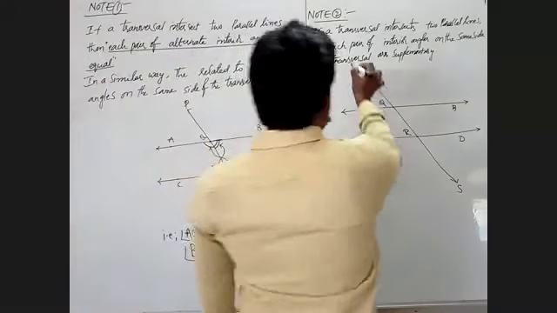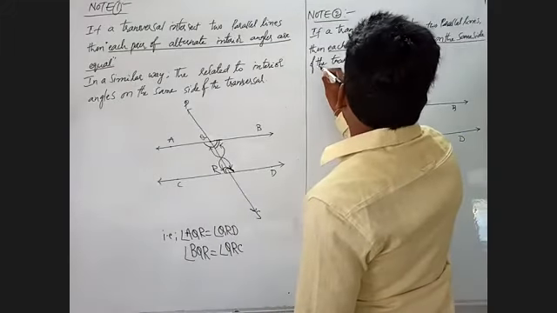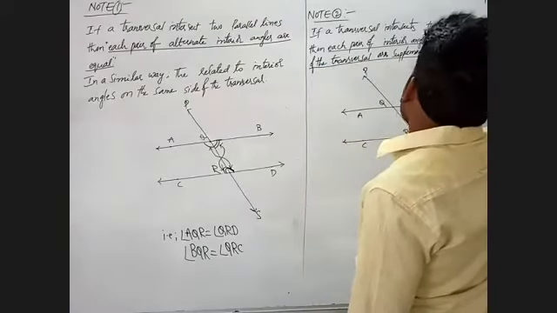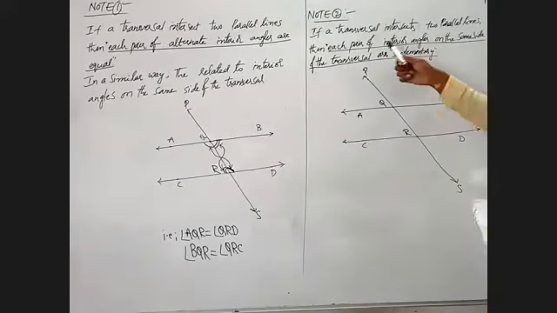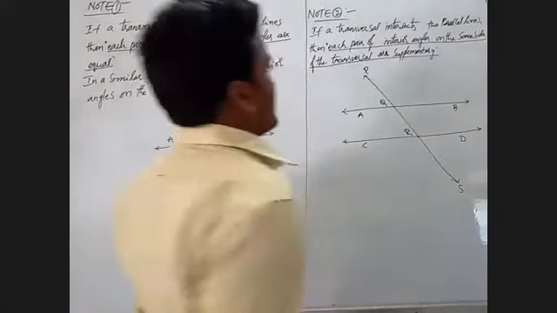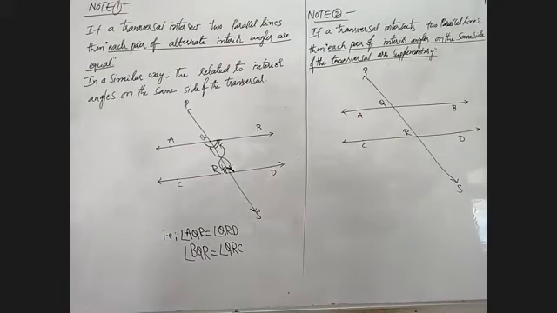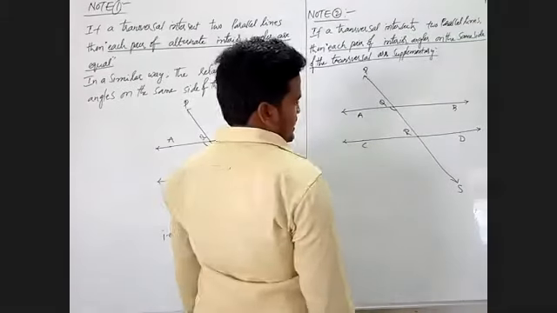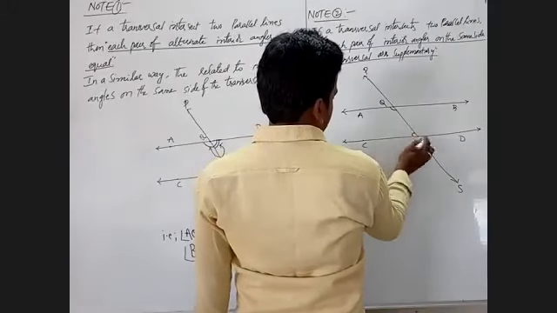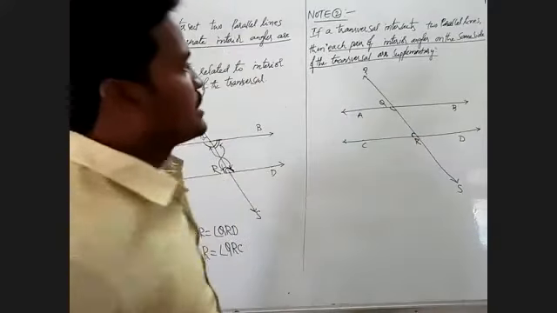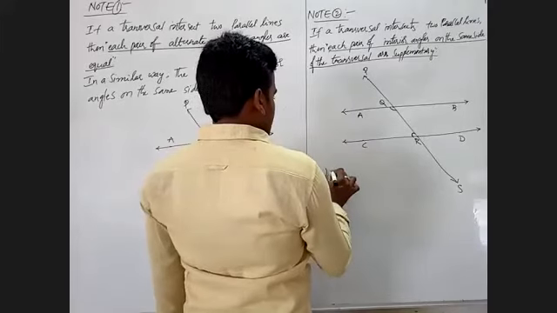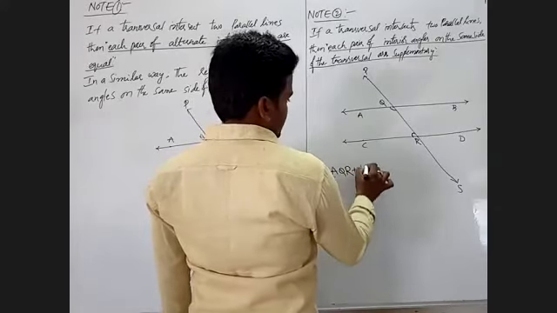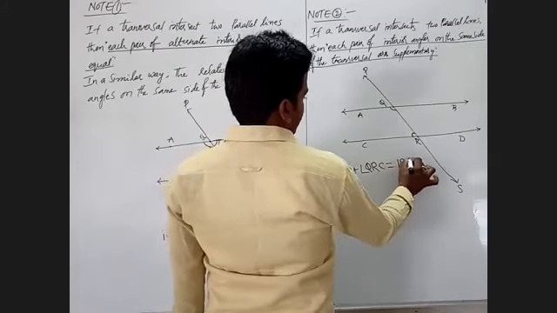Each pair of interior angles on the same side of the transversal is supplementary. Observe in this one: each pair of interior angles on the same side of the transversal are supplementary. That is, angle AQR plus angle QRC, both are interior angles. I will write angle AQR plus angle QRC is equal to, supplementary means, 180 degrees.